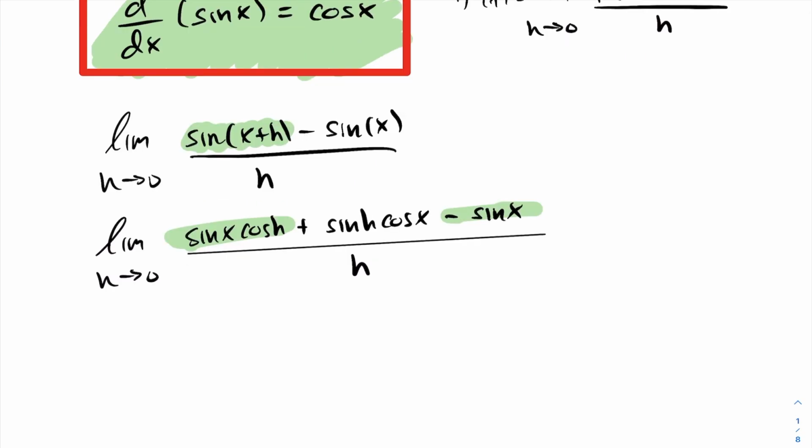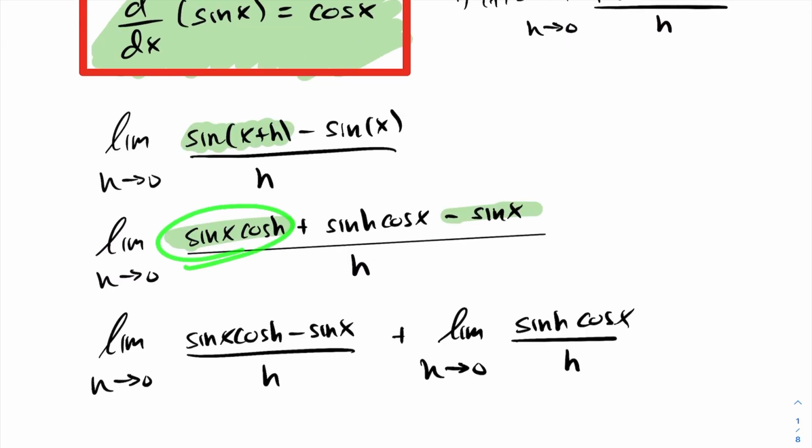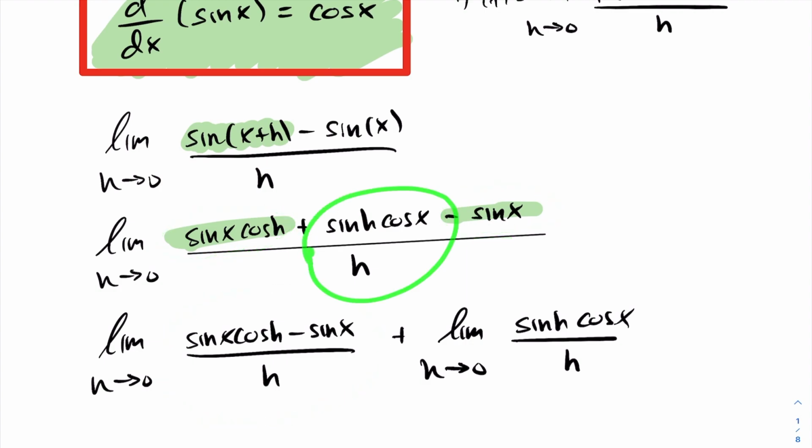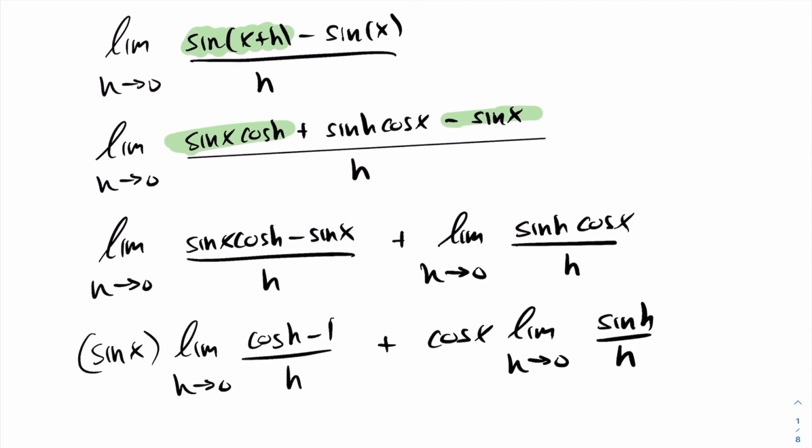Rearranging this and breaking this up, notice here I grouped these two together and put them over h, and likewise I took the limit of the sine h cos x over h. Now you notice this is a limit as h goes to 0. It has nothing to do with the variable of x. Likewise, this has nothing to do with the variable of x here, so I can factor out a sine of x out of this first limit and a cos of x out of this second limit, in which case we end up getting the limit as h goes to 0 of cos of h minus 1 over h, and the limit as h goes to 0 of sine h over h.